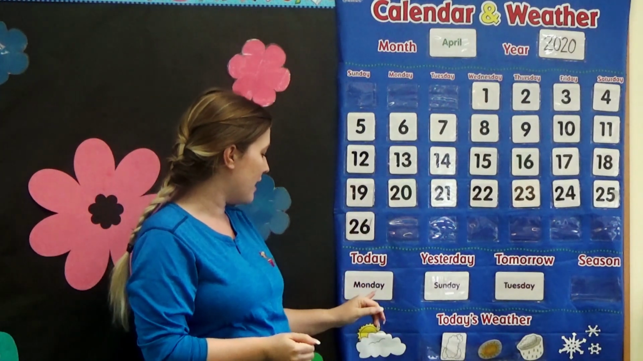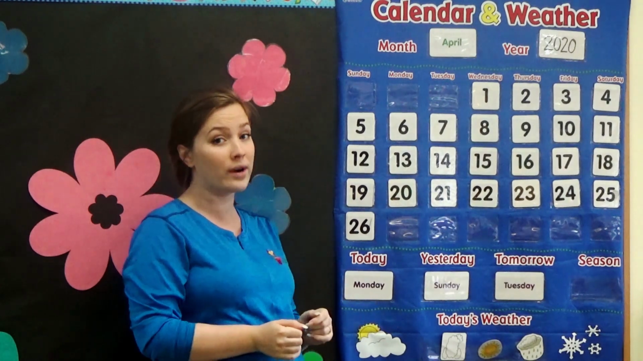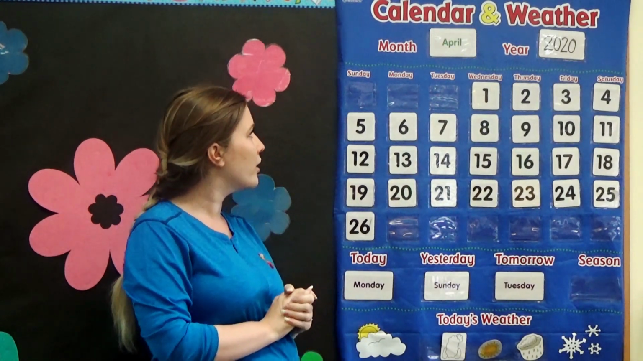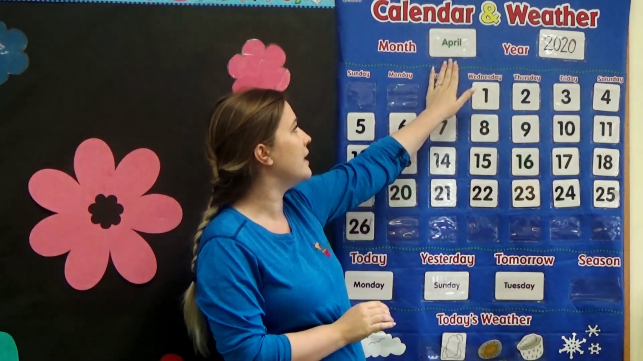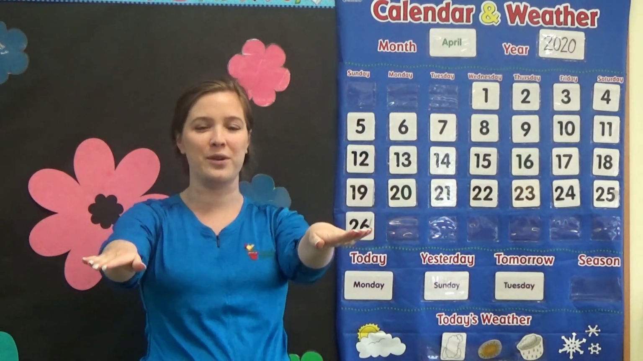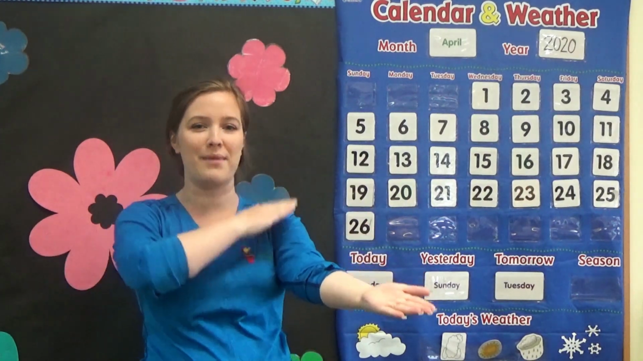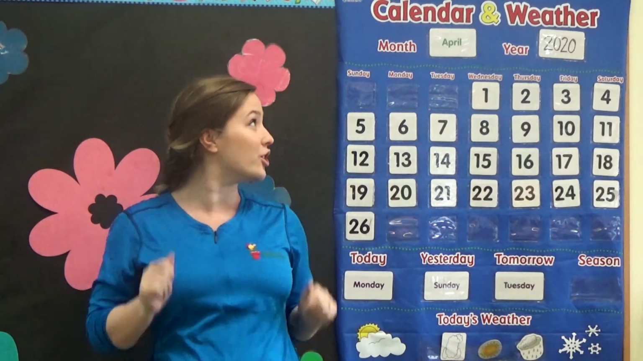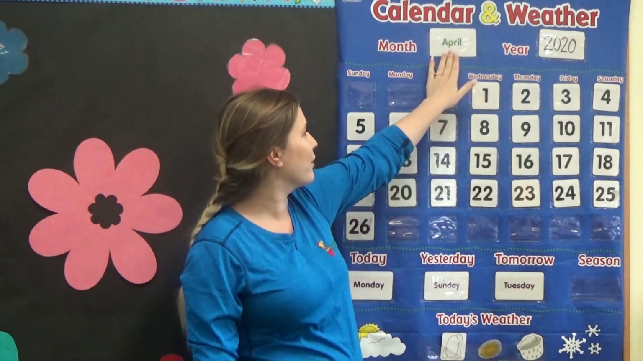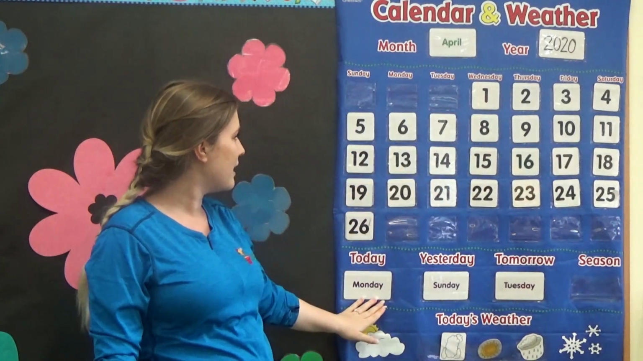So, we know that today is Monday, and we know our days of the week already, but I'm wondering if anyone knows what month it is. I'll give you a second to say it if you know it. The month is April, and April is one of the months in spring. January, February, March, and April, May, June, July, and August, September, October, November, and December. These are the months of the year.